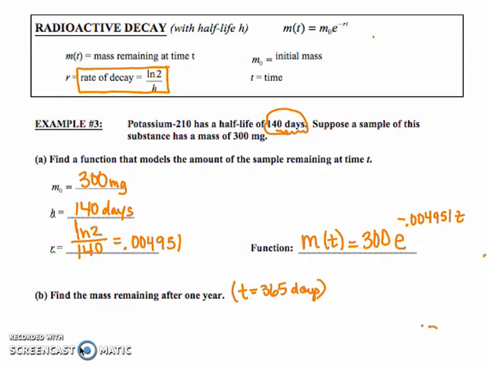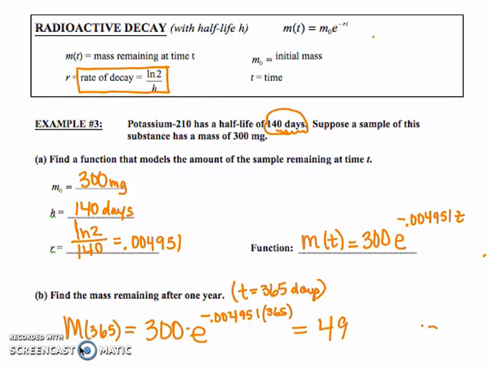So this is going to look like m of 365 is equal to 300 times e to the negative 0.004951 times 365. Then you grab your calculator, type that in, and you get 49.24. We're starting with 300 milligrams, and after a year, we're going to be down to 49.24 milligrams.